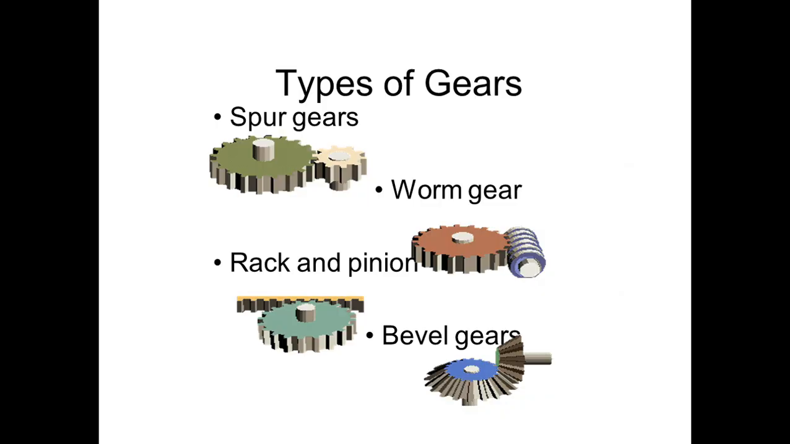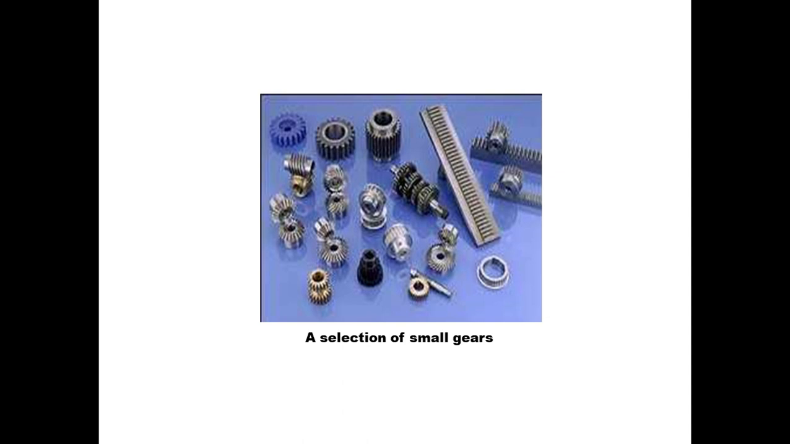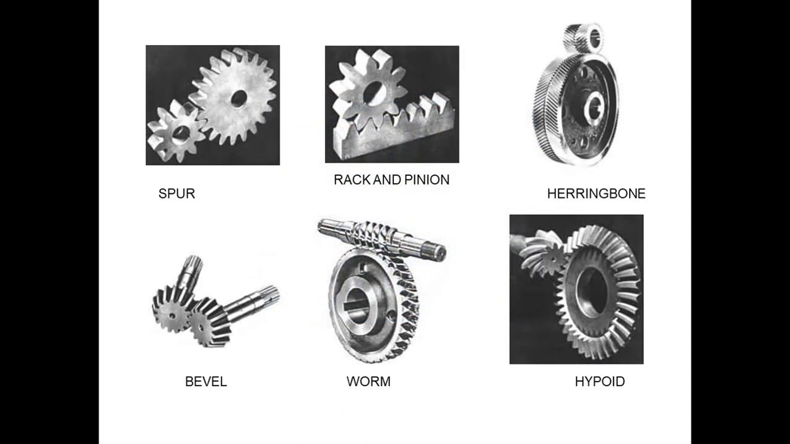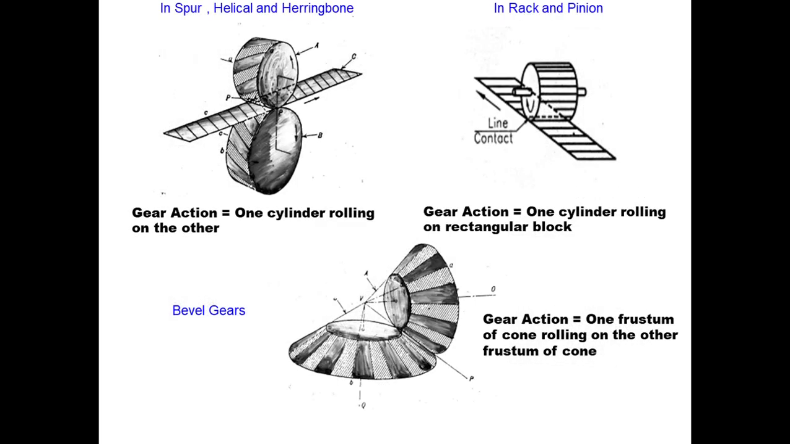Types of gears: spur gears, worm gear, rack and pinion, bevel gears. Now a selection of small gears. We have the spur gear that we discussed, and then rack and pinion, herringbone, hypoid, worm, and bevel. So in one page you can see all this. In spur, helical and herringbone, gear action is equal to one cylinder rolling on the other.